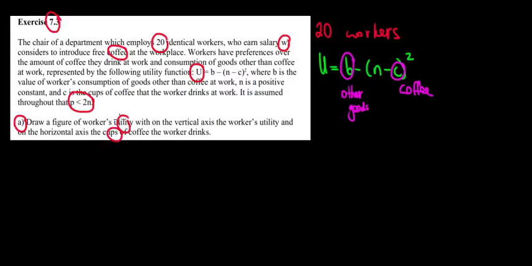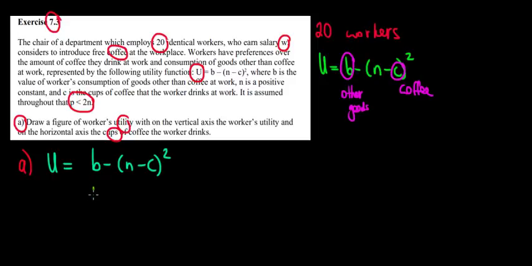So utility on the y-axis, cups of coffee on the x-axis. Let's see how that works out. First of all, let's have a look at this utility function and then we'll understand what's going on. This is the utility function, right? It's this mathematical thing. Let's just expand it and see what's the relationship between the utility and the coffee, because that's what we're looking for.